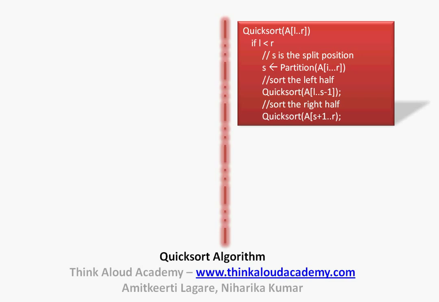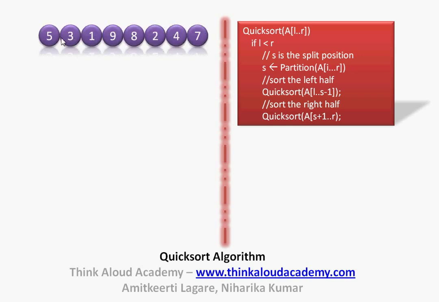So this is the first step of the Quicksort algorithm, where it takes an array of numbers. In our case, let's put these numbers as we see here. It says L is the lower index, that is it points to the element 5, and R is the higher index which points to the element 7. So we check if L is less than R. Yes, L is less than R. L is here and R is here.